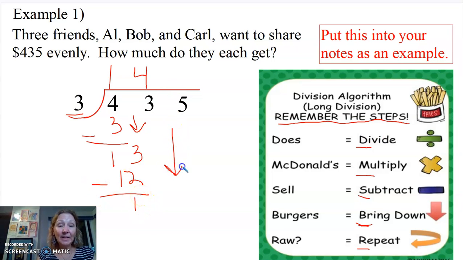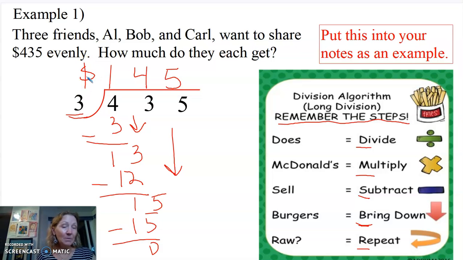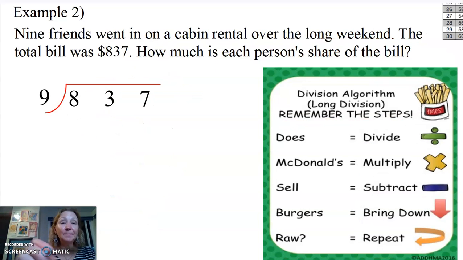I'm going to bring down the next digit, which is in the ones place. Now I have 15 ones altogether. This 1 here was in the tens place. I had 1 10, and I traded it in for 10 ones. Now I have 15 ones. How many groups can I make with 15 ones if I'm making groups of 3? Or how many times does 3 go into 15? I keep repeating this process until I have no remainder. 3 goes into 15 5 times. 3 times 5 is 15. And when I subtract, I have no remainder. So the answer was 145. We're just going to practice a few of those long division problems.